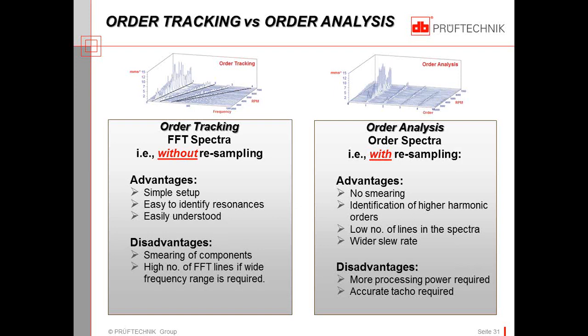Disadvantages, it can result in smearing. With order analysis, there's no smearing. That's one of the biggest advantages. We have identification of higher harmonic orders, and it will accommodate a wider slew rate. That is, depending on how fast the machine changes RPM, either when it's accelerating or when it's decelerating. Disadvantages, of course, it requires more processing power and, most importantly, a very accurate tacho signal.